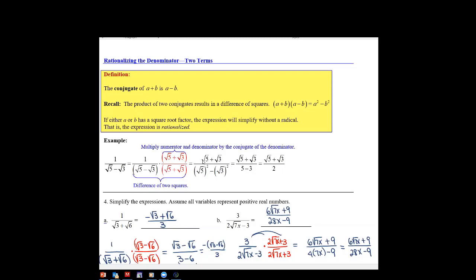Now the radical moves to the top of the fraction, which we said is okay to have. So you would get radical 5 plus radical 3 over 5 minus 3, which is equal to 2. So now this is how you rationalize the expression.